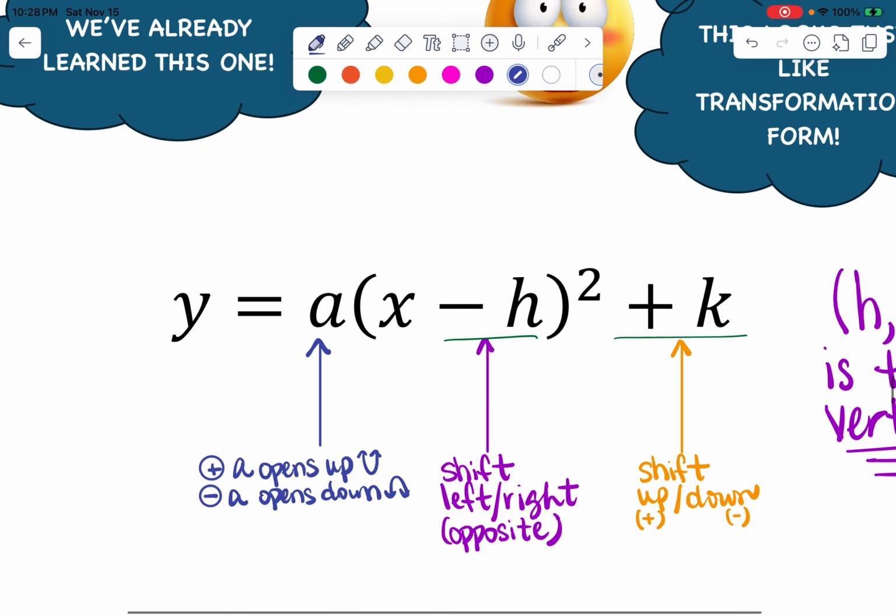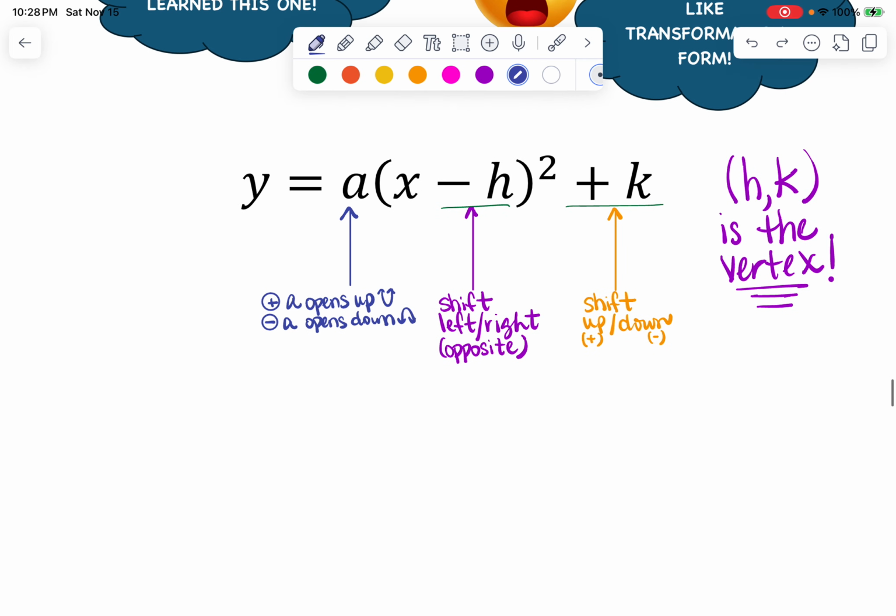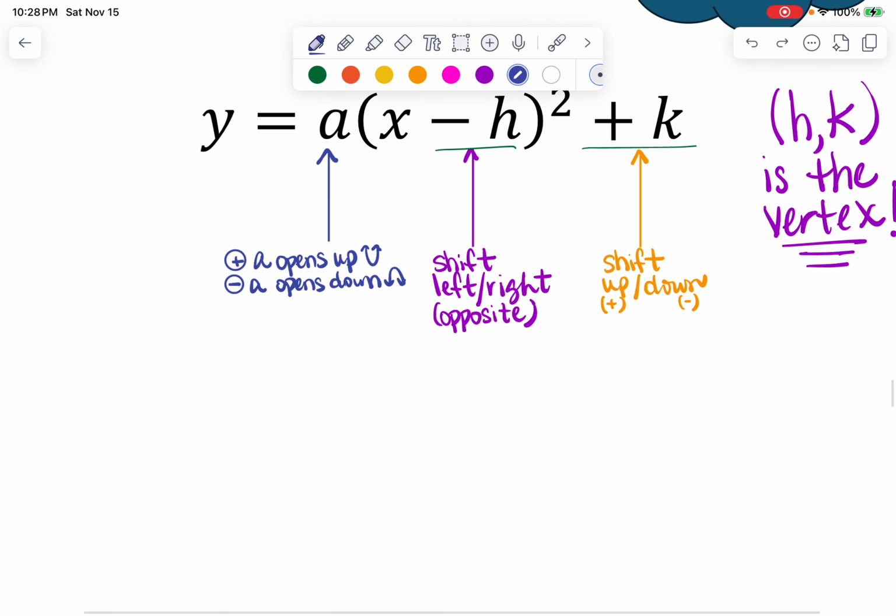Same thing here. The cool thing about vertex and standard form is you'll notice the only variable they have in common is the A. Over here, I've got B's and C's, and over here I have H's and K's, and those are not at all the same numbers, but the A's are, which is why they use the same variable. So the A in standard form means the exact same thing as the A in vertex form. It tells you whether the function opens up or down. It's also the vertical stretch or compression.